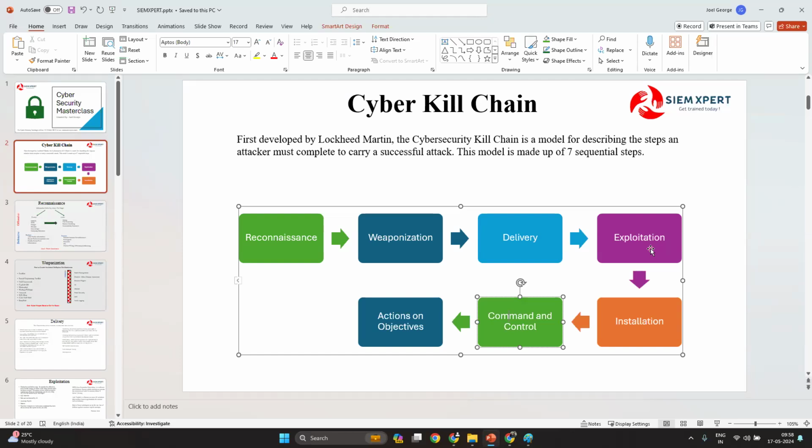And command and control. This is where an attacker would try to communicate with the host once persistence has been achieved. So he's going to give information to the victim host to perform a certain set of activities to complete his actions on objectives. This is how you move through the phases with an example.